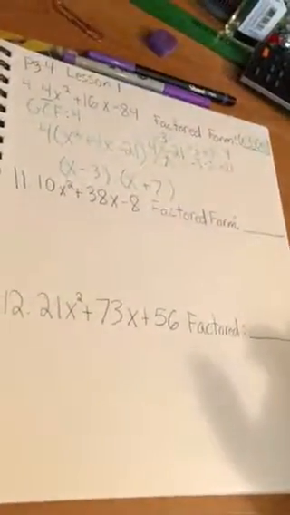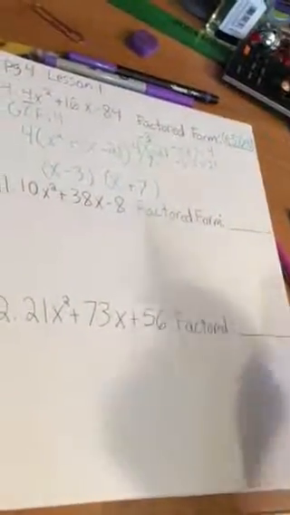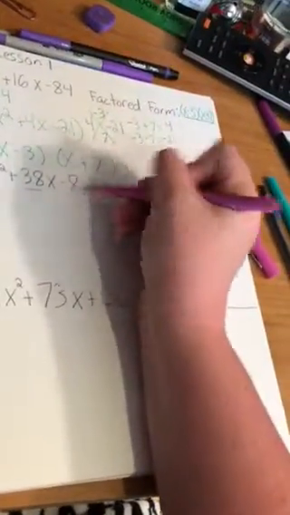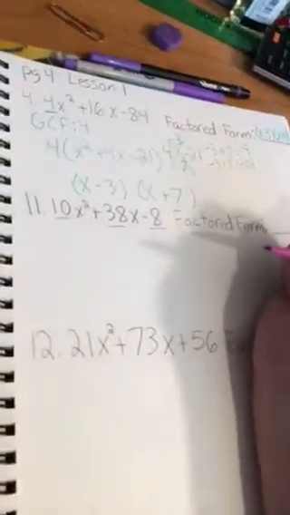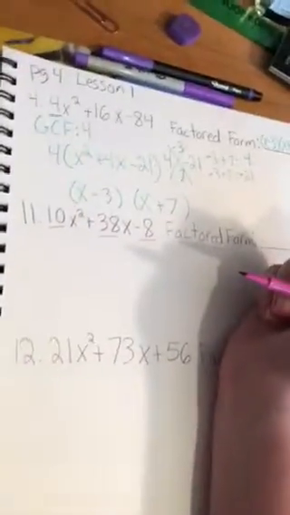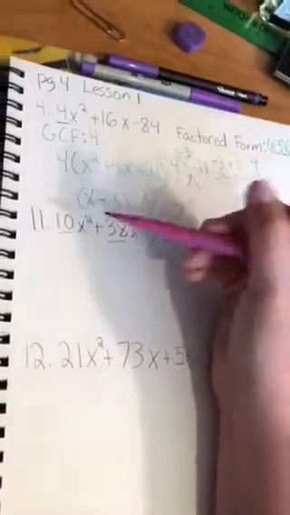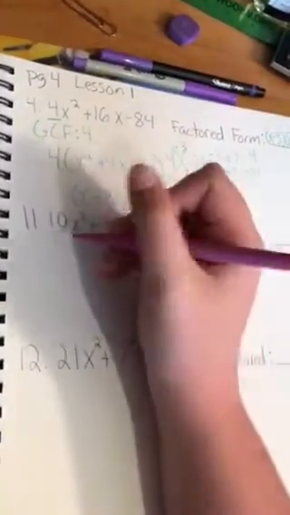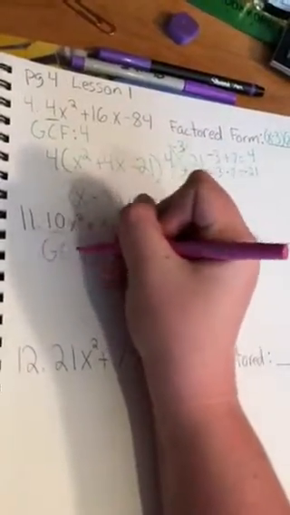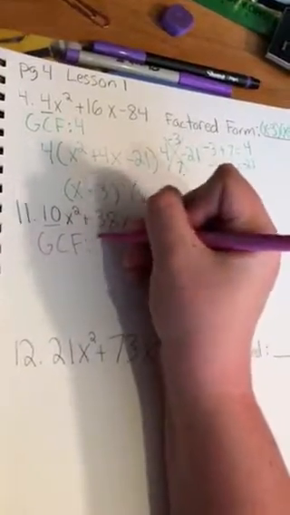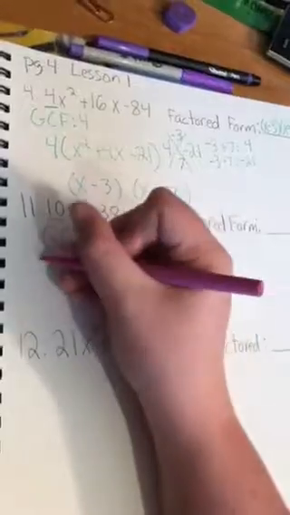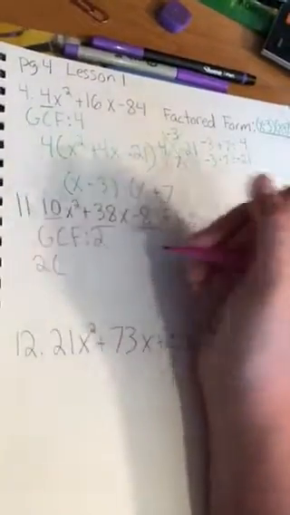Now, for number 11. Number 11, we can tell that all three of our terms can be divided by 2. We cannot divide each of our terms by anything greater than 2. So our greatest common factor is going to be 2. Our 2 comes out of each of our terms.